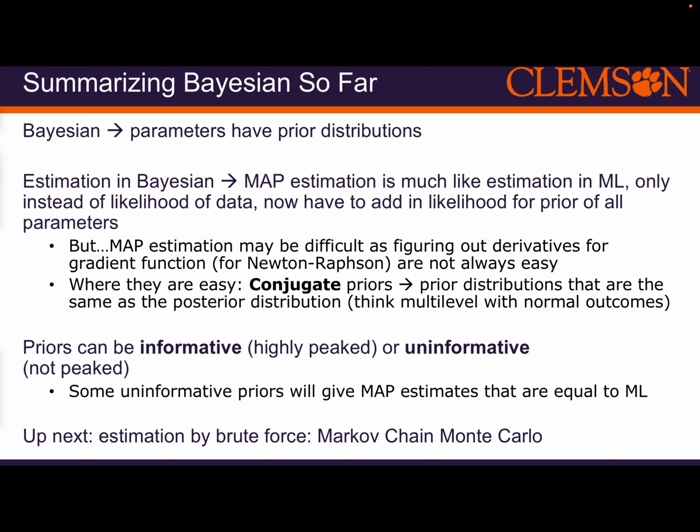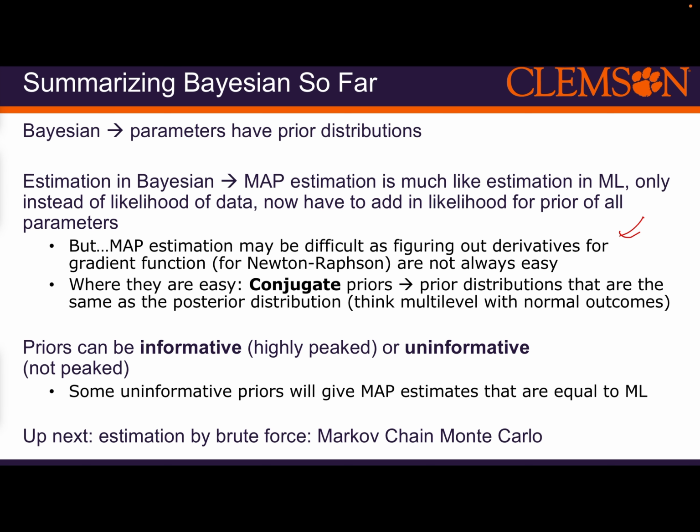Right? But again, just like we don't want to do a grid search in maximum likelihood, MAP estimation may be difficult, as figuring out derivatives for the gradient function isn't always easy. We could pick prior distributions that are really interesting, but they may be very difficult to derive the maximum for if we wanted to use Newton-Raphson, for instance, or calculate gradient functions to find a peak.